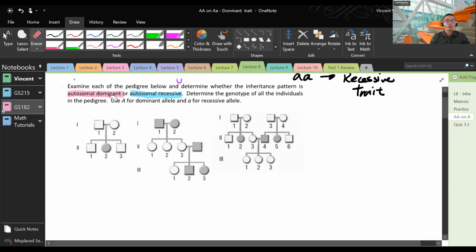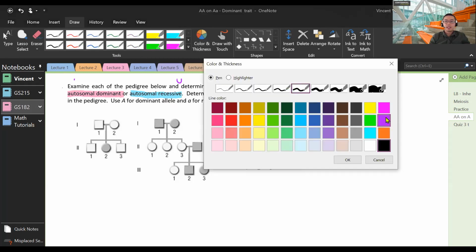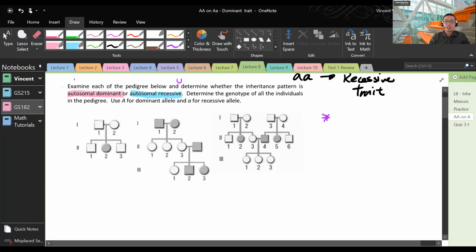Autosomal dominant means the trait is carried on an autosome, right? And autosome is chromosome 1 to 22, not including the sex chromosome. Okay, so here is the telltale sign. You should write this down, put it on a sticky note, along with all the other things that I tell you to put on a cheat sheet.